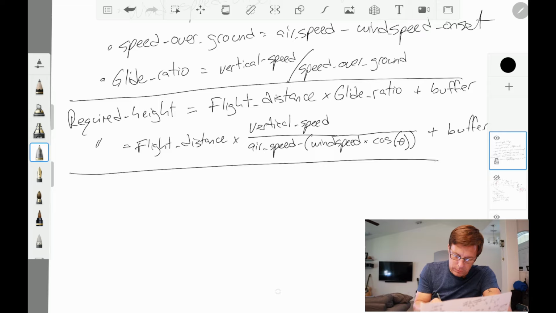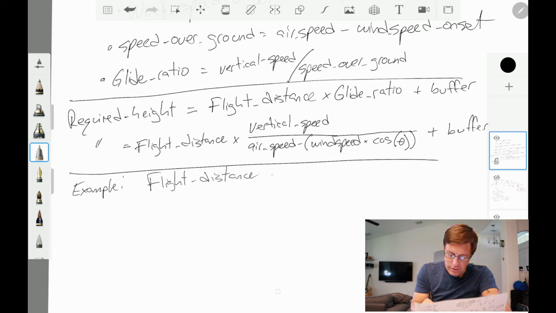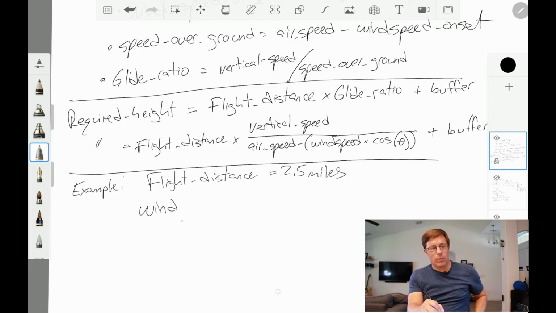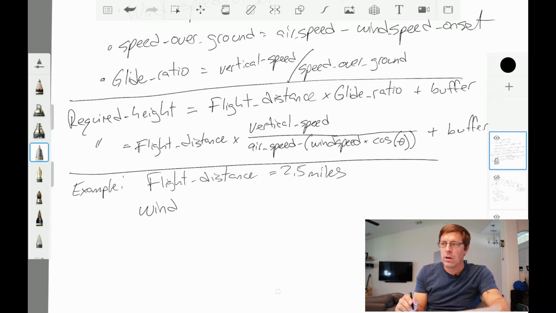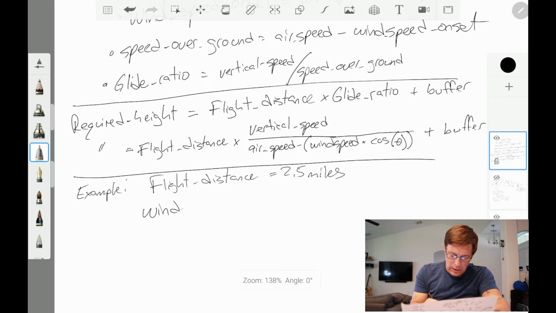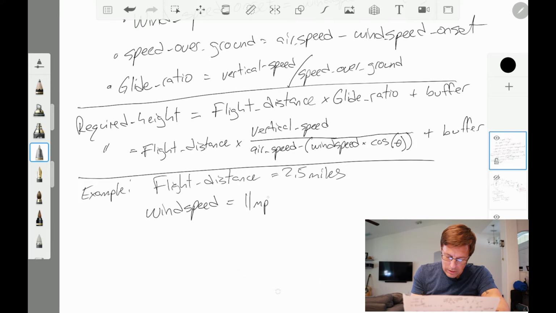So, example. Flight distance for me was 2.5 miles, right? I looked on my Ventusky app earlier today just to see what the wind was doing between Sebastian and the beachside, and I wrote that down with respect to the direction that I'd be flying. So wind speed was 11 miles an hour at 40 degrees.